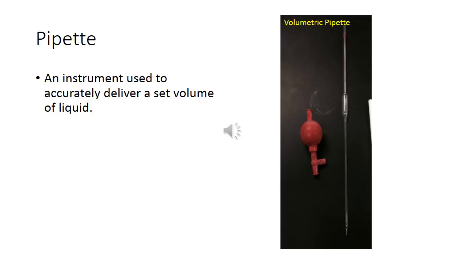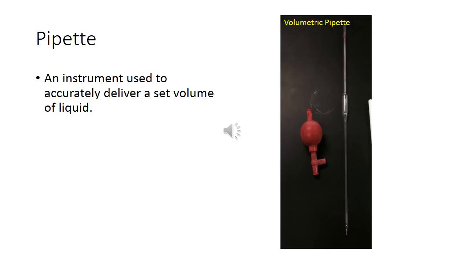So you're measuring a volume of liquid to deliver it to something else. That's the purpose of a pipette. You wouldn't use it to measure the volume of an unknown sample or anything like that. You're going to use it in a scenario where your reaction calls for 10 milliliters of hydrochloric acid, right? You're going to use the pipette to measure out that 10 milliliters of hydrochloric acid.